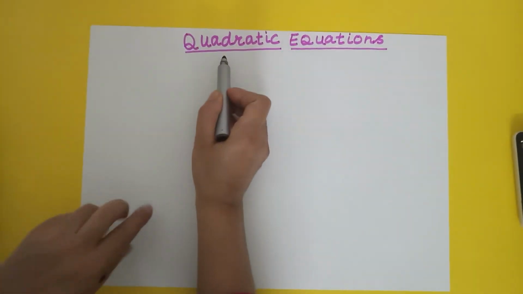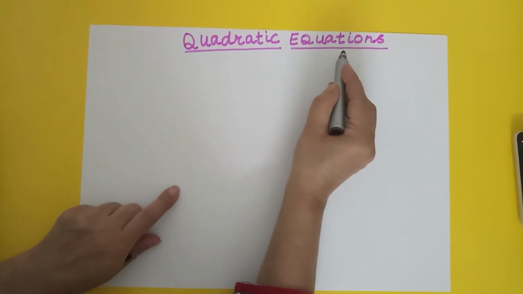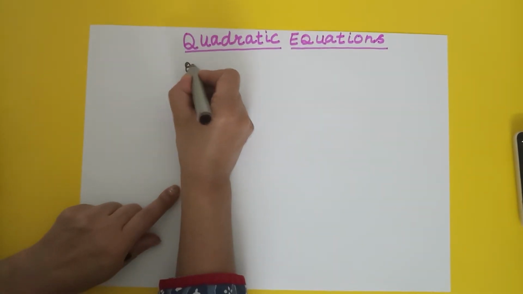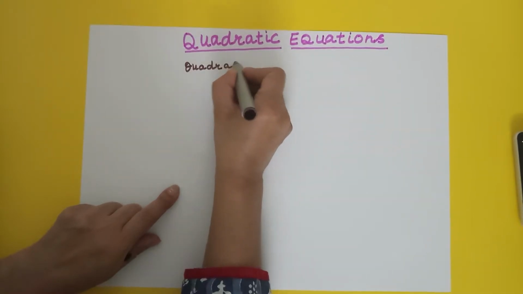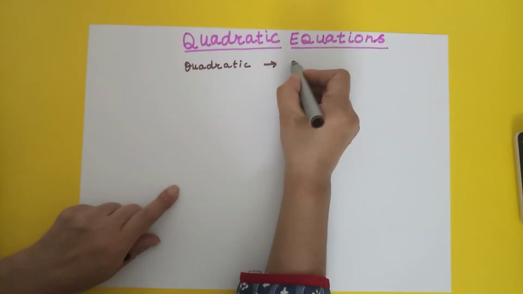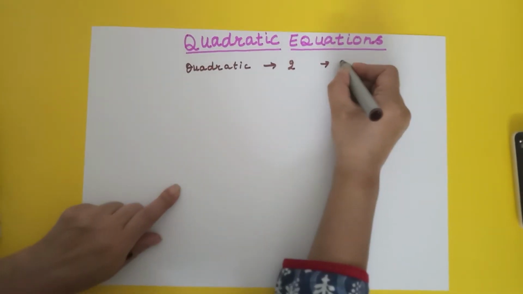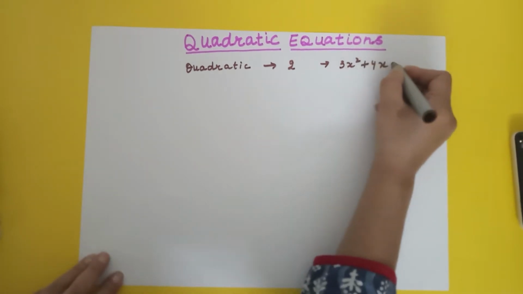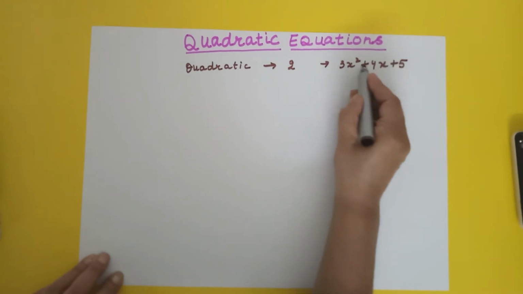In this video, we are going to talk about quadratic equations. Now, before we proceed to find out what quadratic equations are, let's understand what we mean by the word quadratic. Quadratic means nothing but where the degree of the variable is 2. For example, if you have an expression, say 3x square plus 4x plus 5, you see the degree of the polynomial is 2.